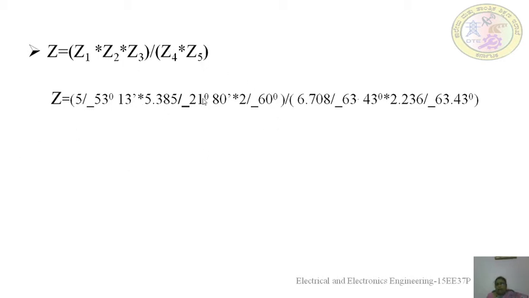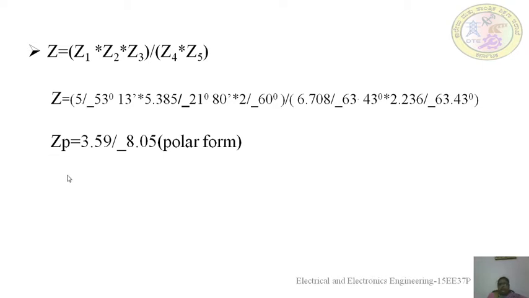All the magnitudes are multiplied in the numerator. Similarly, all the magnitudes are multiplied in the denominator, and then we divide the numerator by the denominator, and the angles will be added and subtracted. Then I will get the value of the impedance in the polar form. Since all the values we have substituted are in the polar form, the result is also in the polar form.